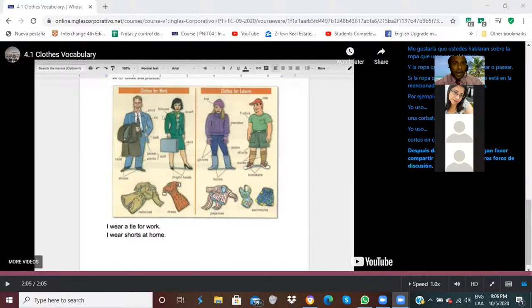Repeat. Blouse. Scarf. Skirt. High heels. Dress. Clothes for leisure.